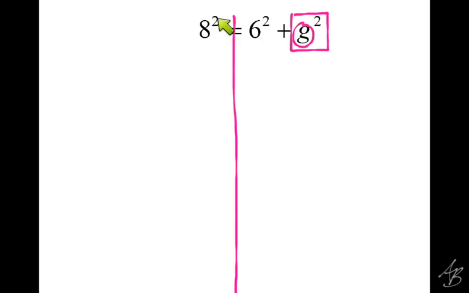I boxed this one because I'm going to want to get rid of that using the square root. So what could I do to get rid of the square here on the 8? Just simplify it, right? What is 8 squared? 64. So instead of 8 squared, we're going to write what 8 squared is, which is 64. On the other side, we can get rid of the square on the 6 by just simplifying that. What is 6 squared? 36. And can I do the same thing here with the g? Can I get rid of this square by simplifying it? No, because we don't know what g is yet. So we can't square a number if we don't know what it is, so we'll just bring down that g squared.